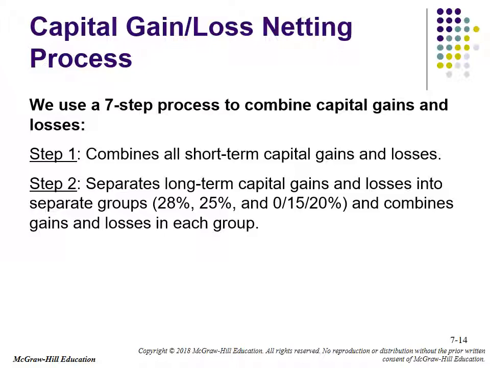You should separate your long-term capital gains and losses into their special groups if you have them. In this chapter, we're generally going to have one, and that's your zero. It's either not going to be taxed, it's going to be taxed at 15%, it's going to be taxed at 20%. But if you have ones that fall into the other groups that were discussed in those other 2 bullet points, you would net those items together in each separate group.